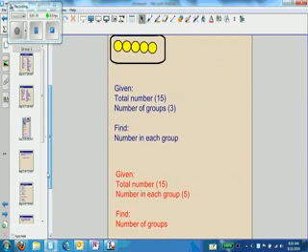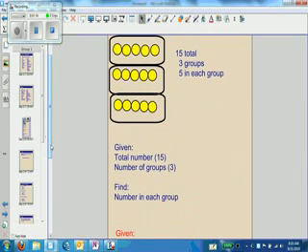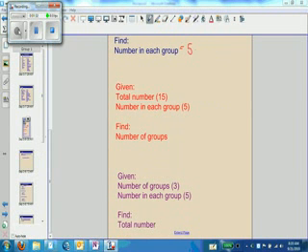I have some examples down here. In the first example, you're given the total number of 15, and you know that there are 3 groups, and you're being asked to find the number in each group, which is obviously 5. So this is going to be 15 divided by 3 equals 5. In the next problem, we know the total number is 15. We know the total number in each group is 5. And we're looking for the number of groups. So for this example, 15 divided by 5 equals 3 would be our problem.